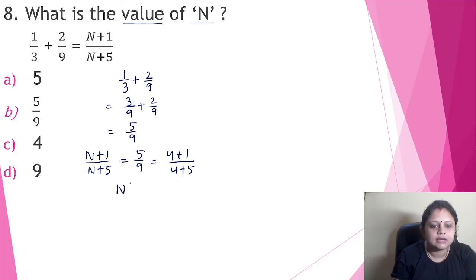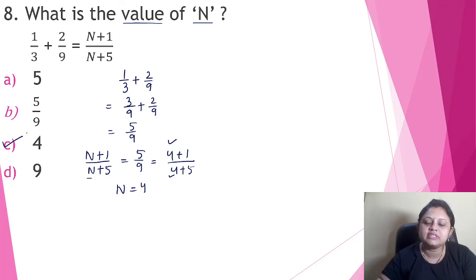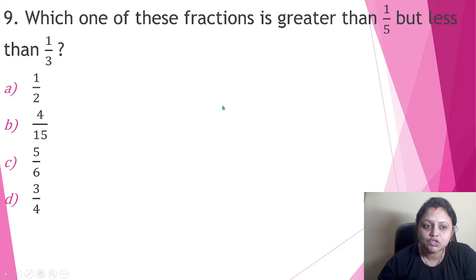That means here in place of n we have written 4. Here also in place of n we have written 4. So we can say that n is equal to 4. Okay. So the correct answer is option C, that is 4. Got it everyone? Coming to the next question.